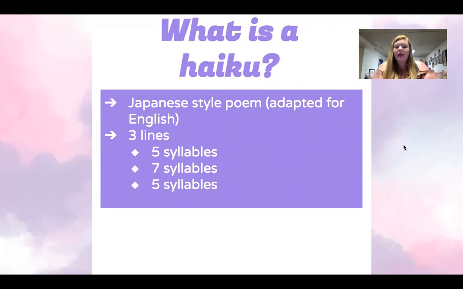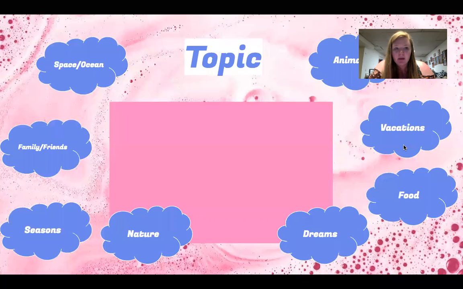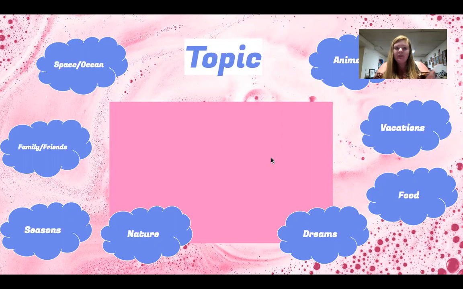And then our second line is 7 syllables. And then our last line is 5 syllables. So remember, our haiku is 5, 7, 5. Let's keep going. For our topic, your topic can be anything that you want it to be. I have some on the screen that you can see: space, ocean maybe, family and friends, seasons, nature, dreams, food, vacation, animals. There's lots of different things we could use.